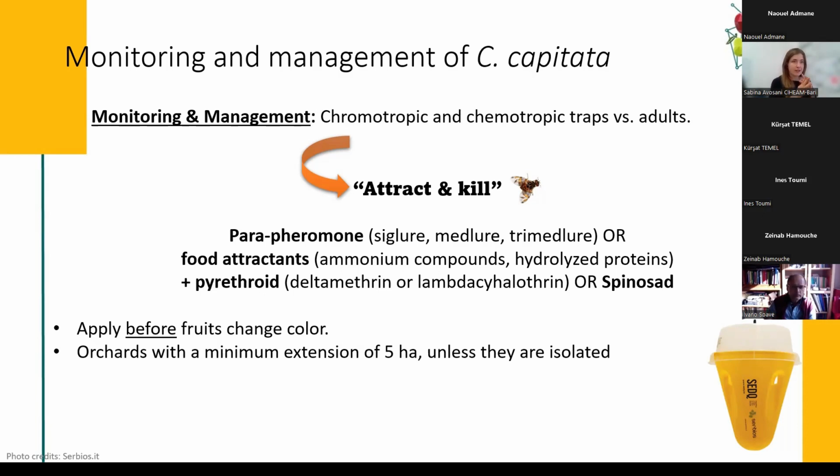I don't suggest using the traps if your plot is small, or if it's not isolated, because small plots which are isolated from bigger orchards you can use the traps. Otherwise, you are just attracting the insect inside your small orchard.